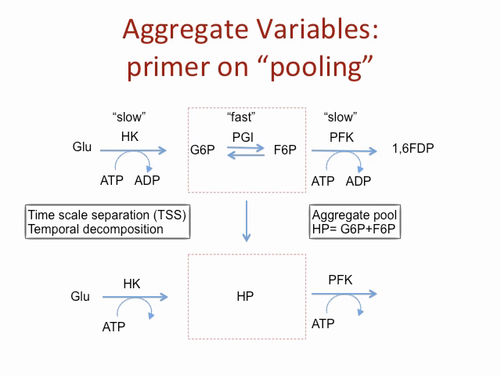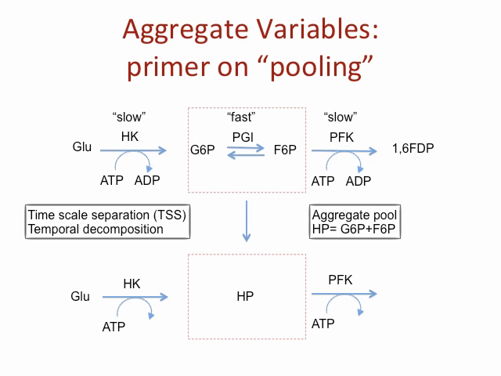Timescale separation like this can lead to temporal decomposition. What that means is that the events in the red box are fast compared to the events that fill and empty that box, if you will.